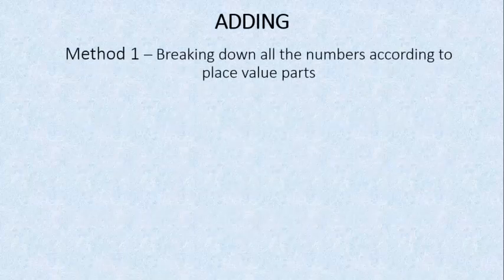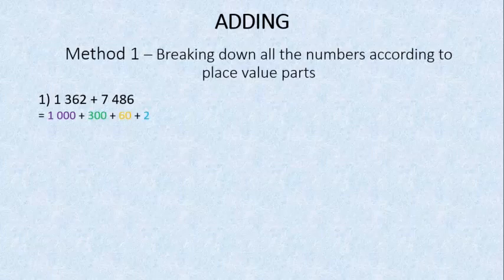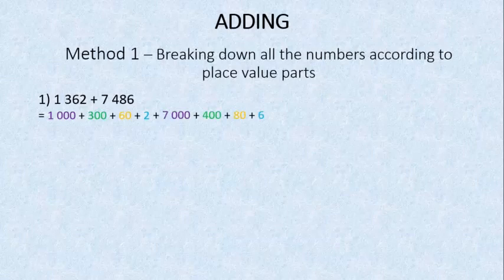Let's begin with adding. Today I will be teaching two methods of adding. Method 1, breaking down all numbers according to place value parts. Number 1. 1,362 plus 7,486. Break down the first number into its place value parts. 1,000 plus 300 plus 60 plus 2. Add our second number in its place value parts. Plus 7,000 plus 400 plus 80 plus 6.